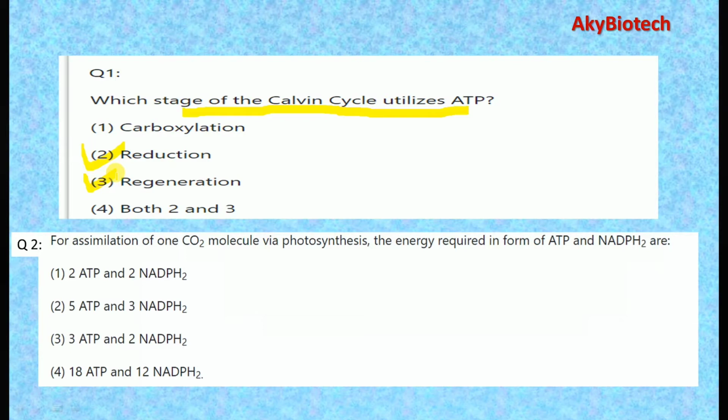Next, for assimilation of one carbon dioxide molecule via photosynthesis, the energy required in the form of ATP and NADPH2 are... So the correct option is this one. We require 3 ATP and 2 NADPH molecules.